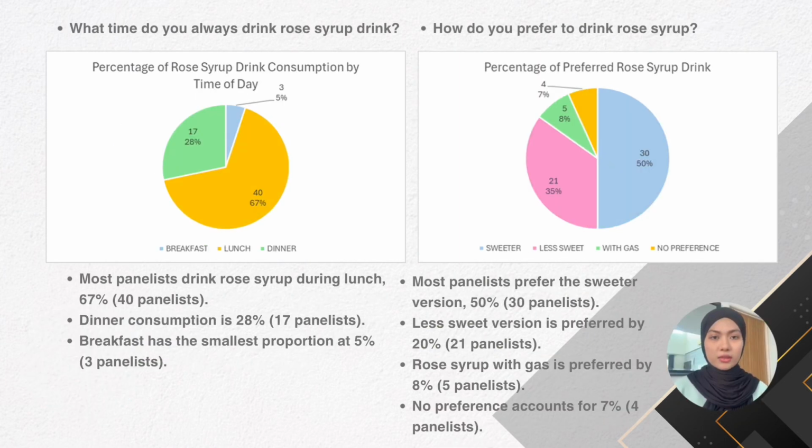In terms of consumption time, most panelists drink rose syrup during lunchtime, which accounts for 67%. This is followed by dinner at 28%, while breakfast had the lowest percentage at 5%. When asked about preference, half of the panelists preferred the sweeter version, some preferred a less sweet version, while a smaller number preferred rose syrup with less sugar or had no specific preference.